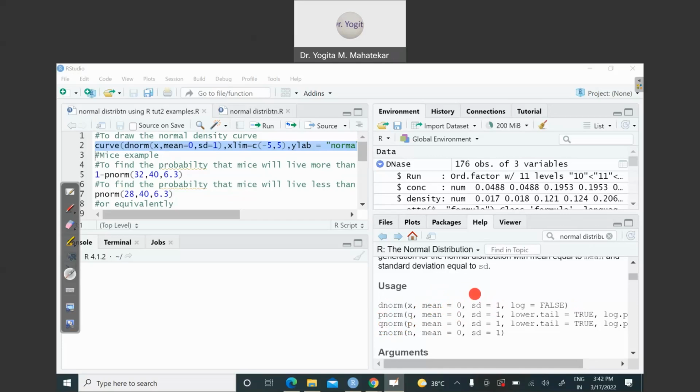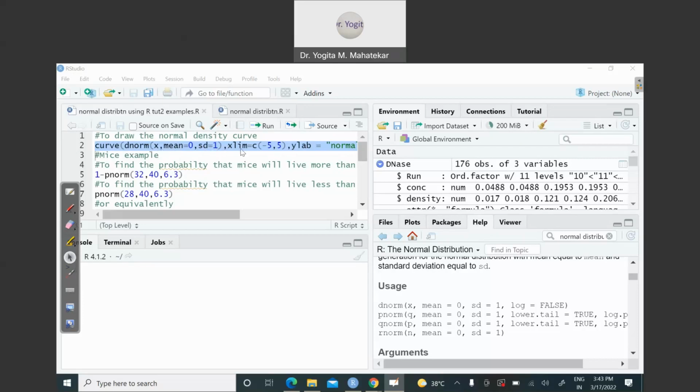So if you are not going to provide any value of mean and standard deviation in the syntaxes of all these 4 commands, then our software will by default assume it as a standard normal random variable and will take mean 0 and standard deviation 1. So let me just first of all copy this first command, curve dnorm, means densities we will plot for the various values of x.